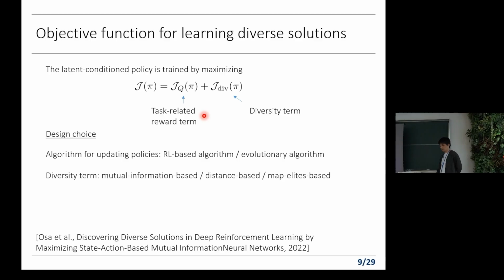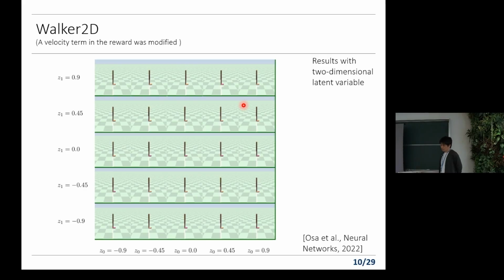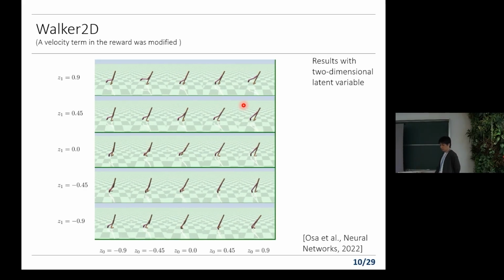There are some design choices for this diversity term. Sometimes we can use a mutual information-based approach, or a distance-based approach, or a MAP-Elites-based approach. There are some works in the field of evolutionary computation literature. But in our work, we usually use a mutual information-based objective function. Using this objective function, we can obtain multiple behaviors simultaneously.